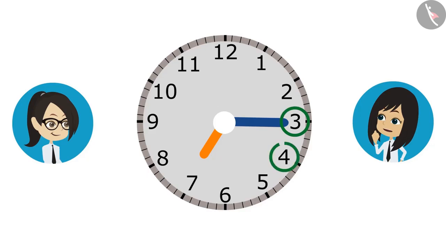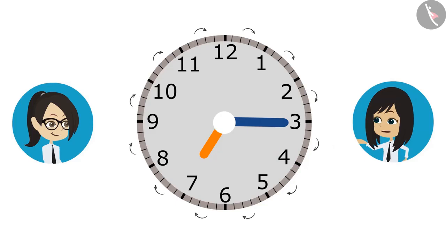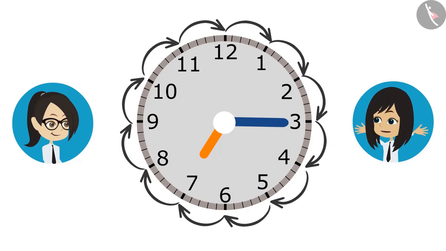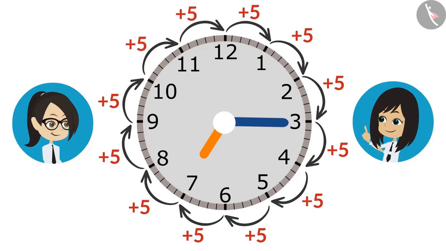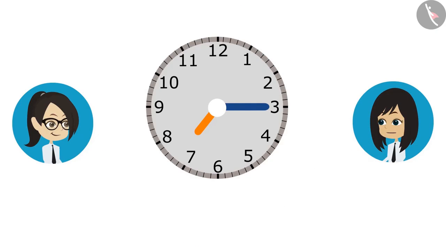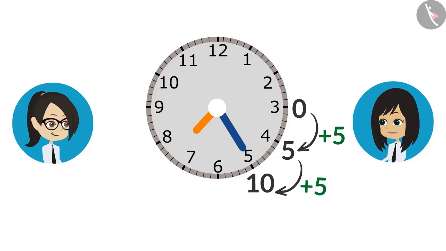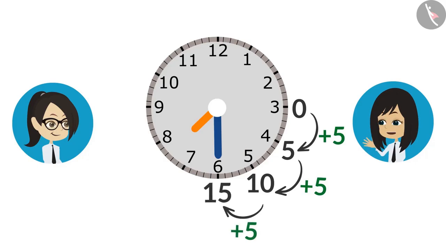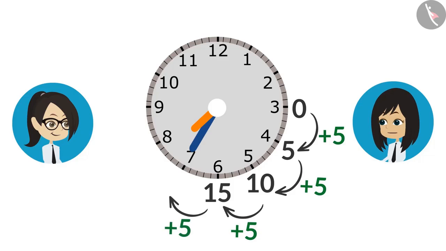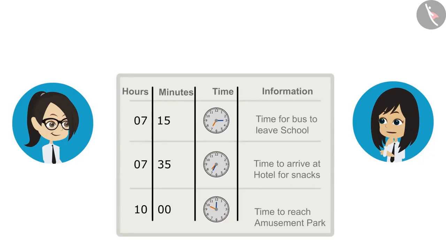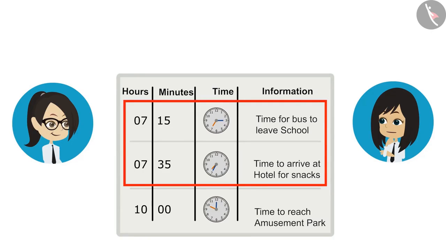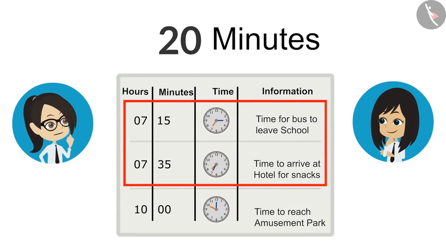The difference from one number to another number is 5 minutes. This means that while going from one number to another number, we keep adding 5. When the minute hand is at 3, we will consider that time as 0. It takes 5 minutes to reach 4 and 10 minutes to reach 5. In the same way, it takes 15 minutes to reach 6 and 20 minutes to reach 7. This means the bus is taking 20 minutes from school to reach the hotel. This was really very easy.